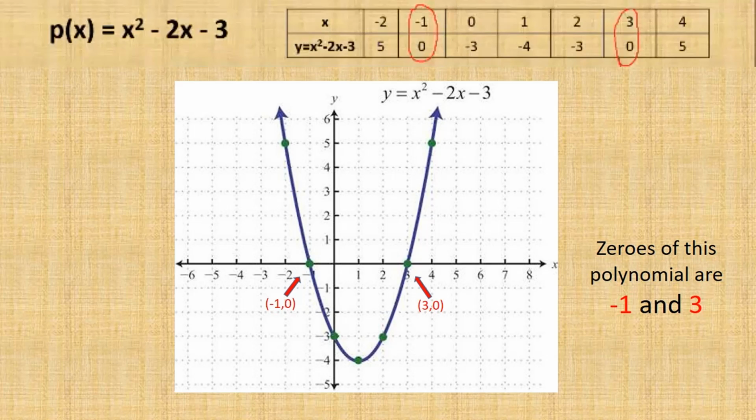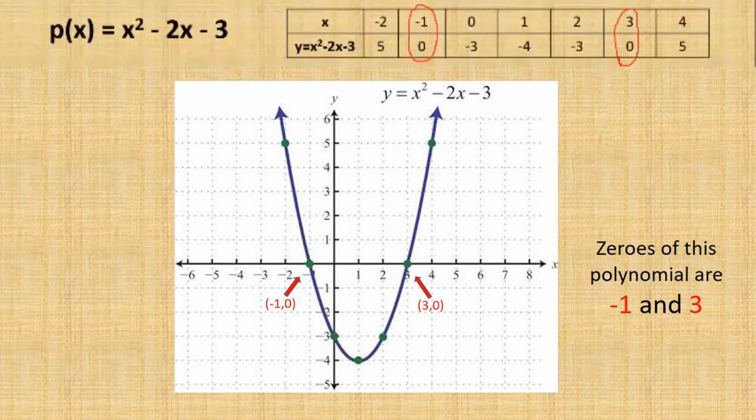From the table we understand, and also from the graph we get the idea. Here the graph also intersects the x-axis at 3, 0. The x coordinate is 3. So the x coordinates of the intersecting points are -1 and 3, and these are the zeros of the given polynomial. I hope you got the idea of the relation of zeros of a second degree polynomial, a quadratic polynomial. I'll show you one more example.